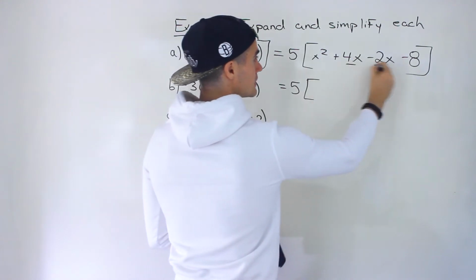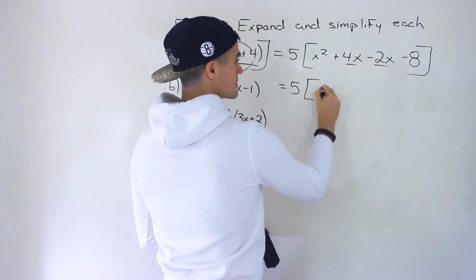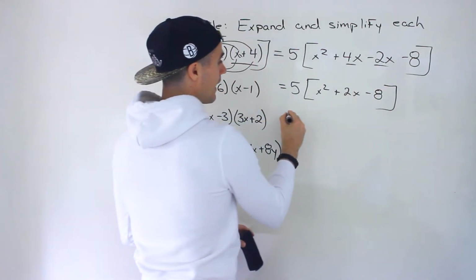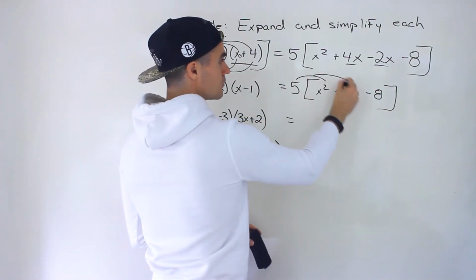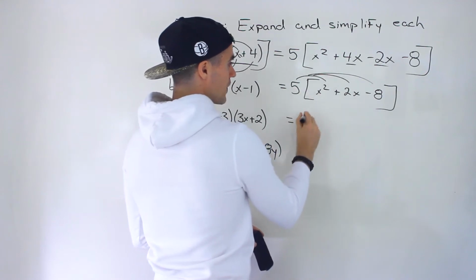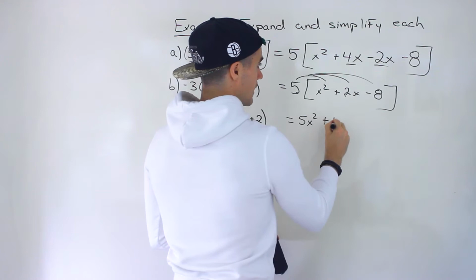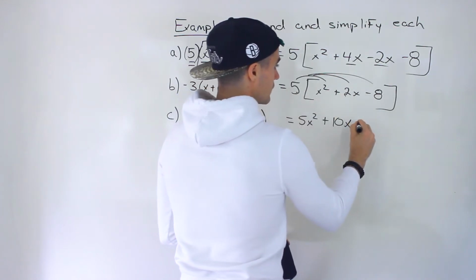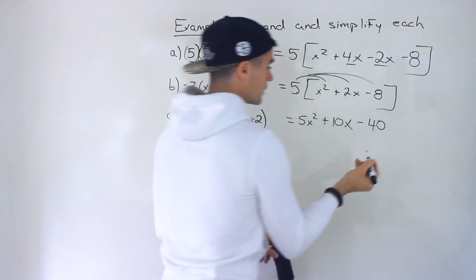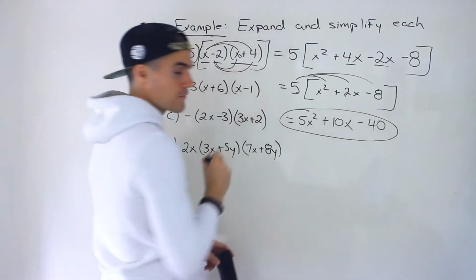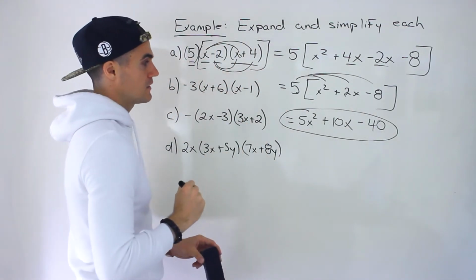So notice that the 4x minus 2x simplifies to positive 2x. Now we've got the minus 8. And now I would distribute the 5. So multiplying the 5 by everything, 5 times x squared gives us 5x squared, 5 times 2x gives us 10x, then 5 times negative 8 gives us minus 40, like that. Then you can't simplify any like terms here. So that right there ends up being the answer.